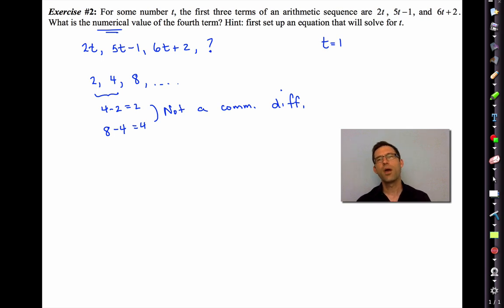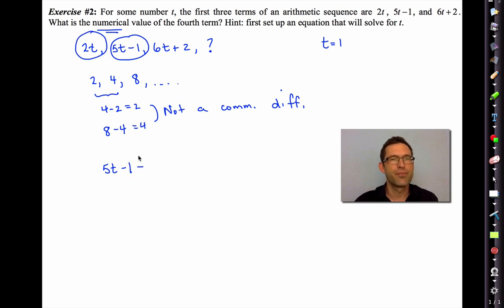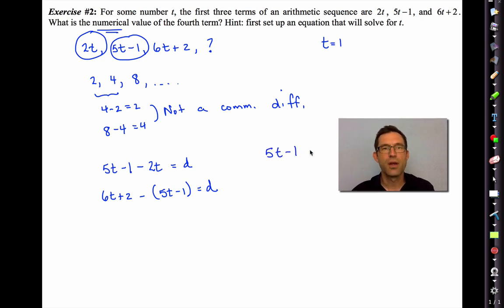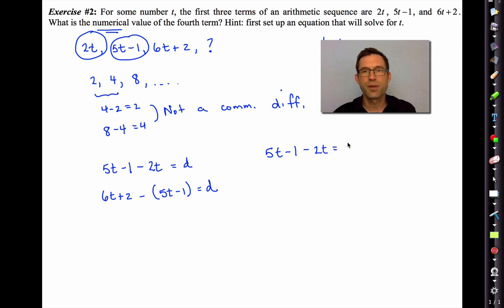All right, let's go through it. You could definitely do some guess and check, play around with various values of t, but this is where you really have to know about common differences. You see, if I take the second term and I subtract off the first term, that's got to be equal to that common difference. Likewise, if I take the third term and I subtract off the second term, and I have to be very careful about that, that also has to be equal to d. But that means these two things must be equal to each other because it's a common difference. They have to be equal.